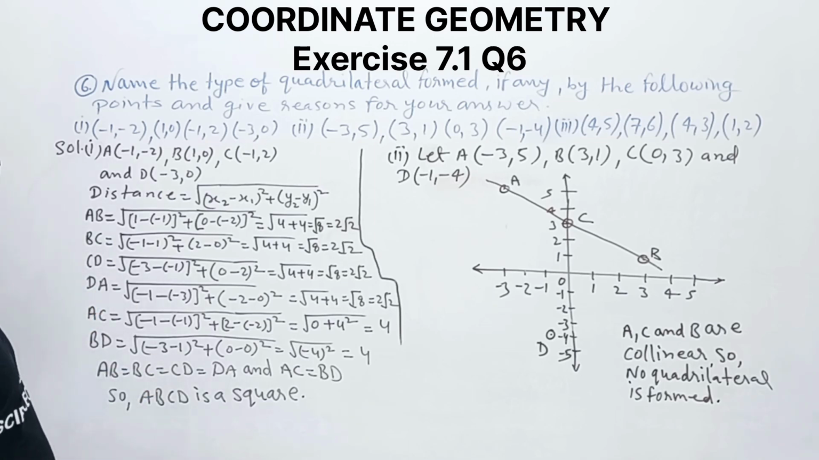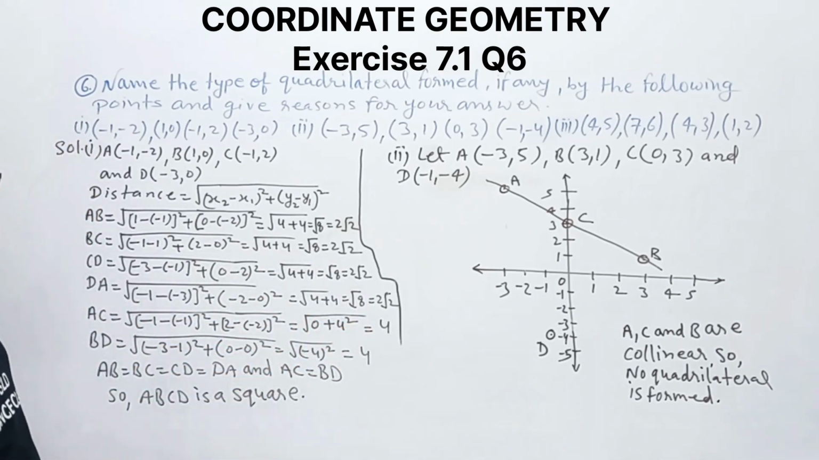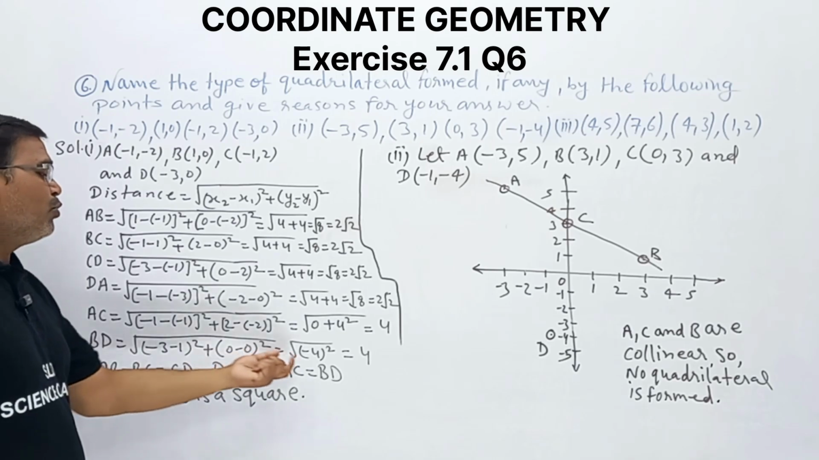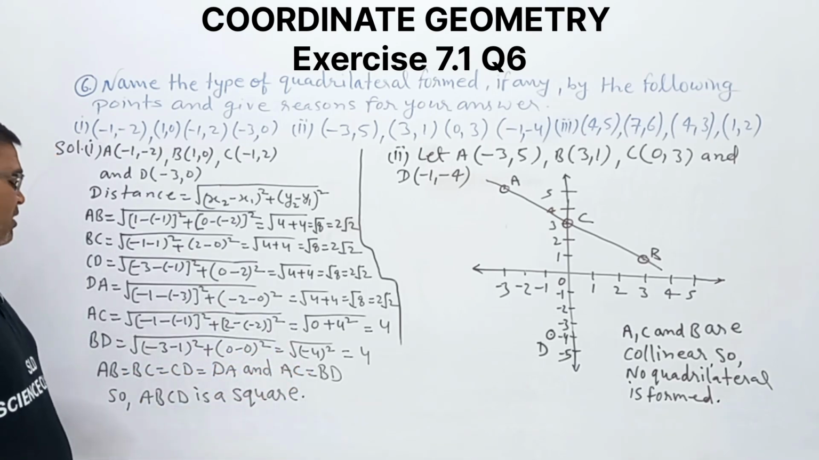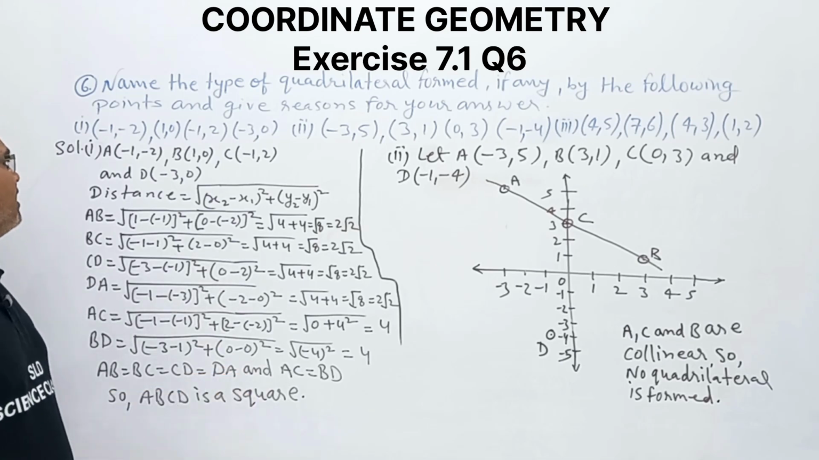After getting all sides equal, we will find the diagonals of the quadrilateral. From these points we get two diagonals AC and BD. Again we will use the distance formula and find AC and BD. AC is 4 and BD is 4. So both diagonals are equal. All sides are equal and both diagonals are equal. It means ABCD is a square. We are getting a square.